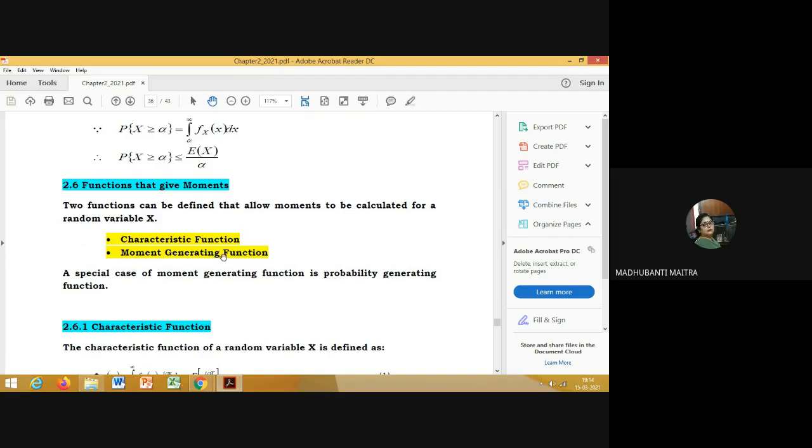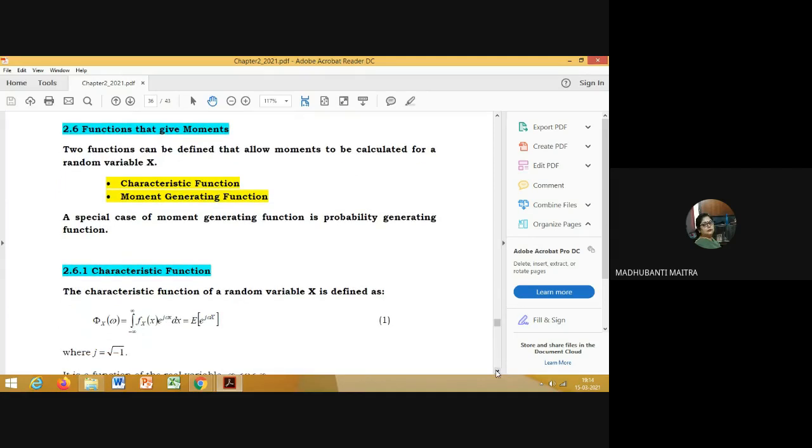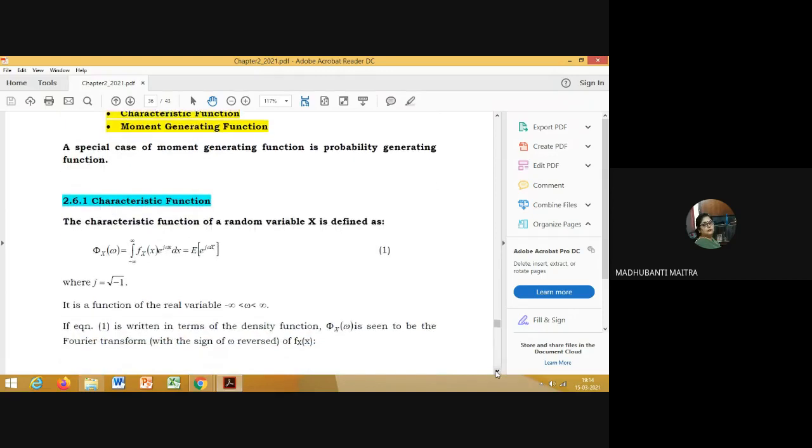The characteristic function is also a moment generating function, but we'll see the difference between these two. The characteristic function can be used for generating moments, as can the moment generating function. And as a special case, for a discrete random variable, we use a function which we call the probability generating function. Why we call it that, we'll see. So we are going to discuss these three functions: characteristic function, moment generating function, and probability generating function. The first one is the characteristic function.